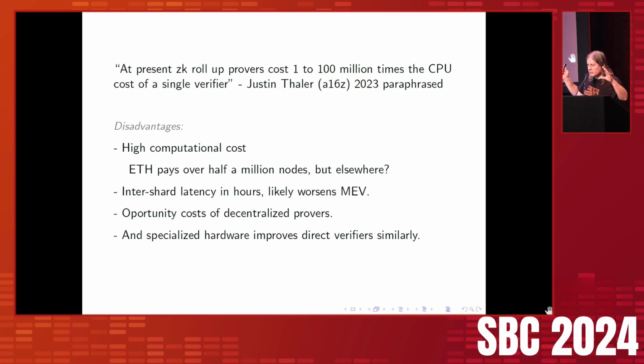So we're interested in total CPU time, like the actual costs, not just the on-chain CPU time. Those numbers are not the end of the story. If you're Ethereum and you're paying 500,000 or 1 million nodes, that's great. You save 1 million times the bandwidth. But anyway, some of these things are ending up with inter-shard latency of like an hour, and this will worsen MEV. That's still a problem, and there will be very high opportunity costs because of the need to do all this computation.